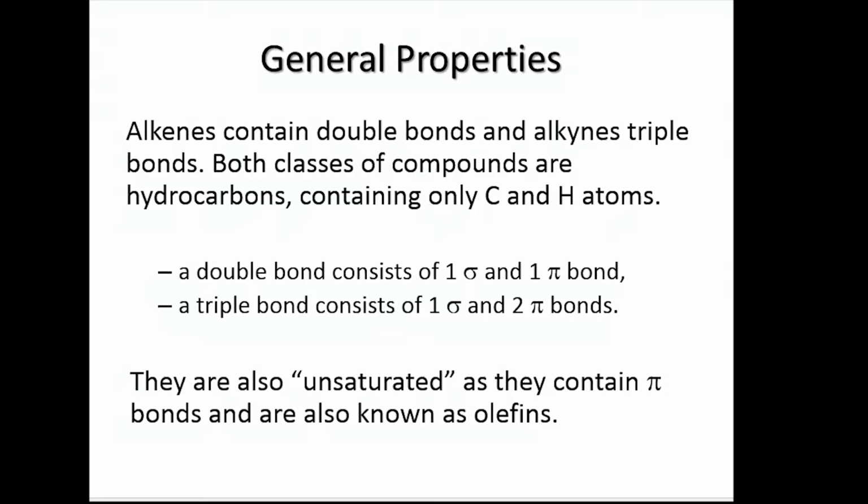So a double bond consists of one sigma and one pi bond, and a triple bond consists of one sigma and two pi bonds. Both types of compounds are considered unsaturated as they contain pi bonds, and they are also known as olefins.